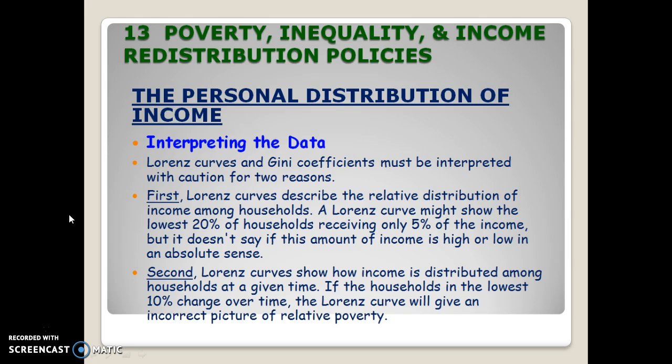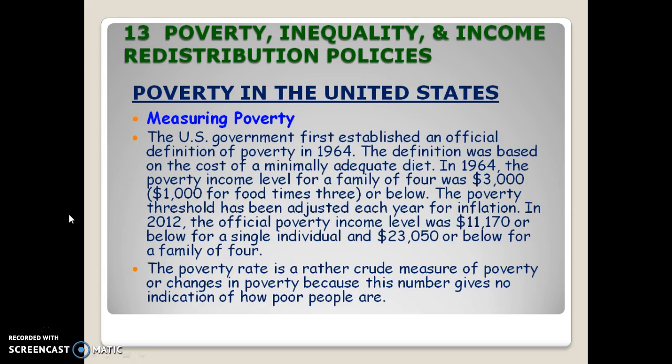Now, how do we interpret the Lorenz curve? The Lorenz curve describes the relative distribution of income among households. A Lorenz curve might show that the lowest 20% of households receive only 5% of the income, but it doesn't say if this amount of income is high or low. Second, the Lorenz curve shows how income is distributed among households at a given time. So if the households in the lowest 10% change over time, the Lorenz curve will be an incorrect picture of relative poverty.